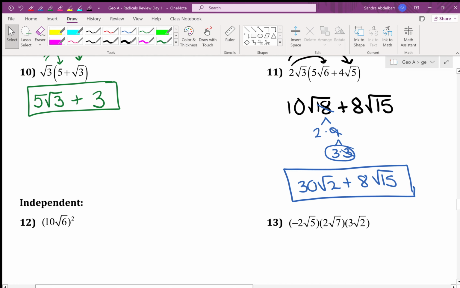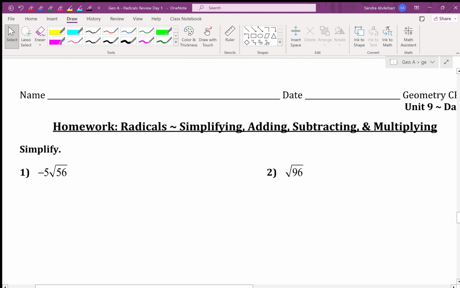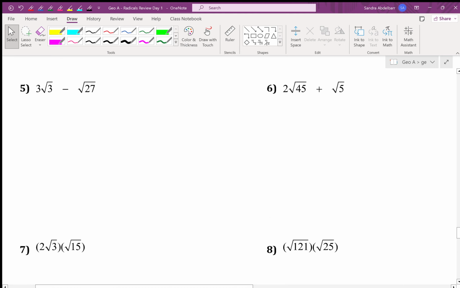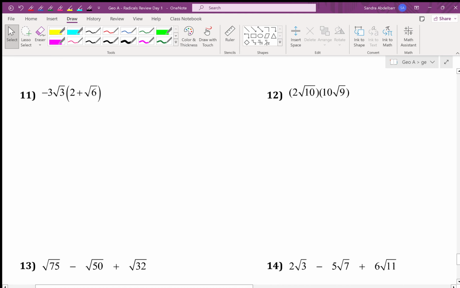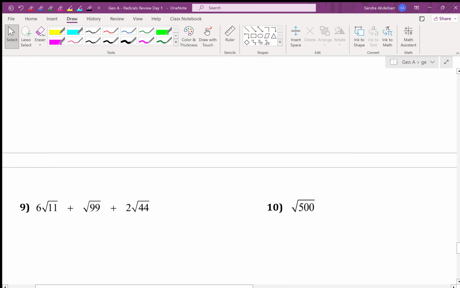All right, we are done for today. Your homework, if you scroll down, is this next page and numbers 1 through 16. And you could probably get it done now. We're all done.